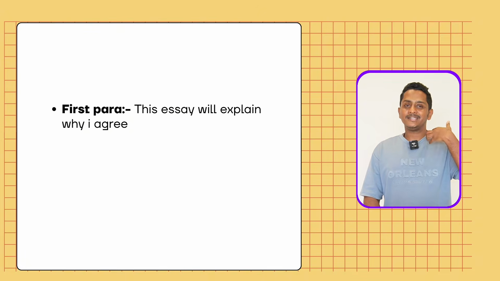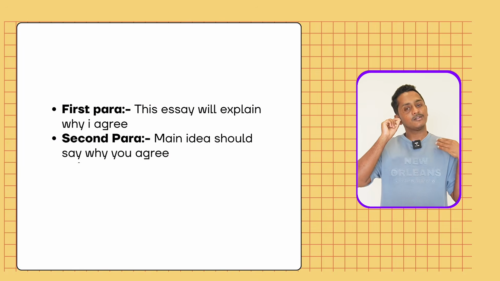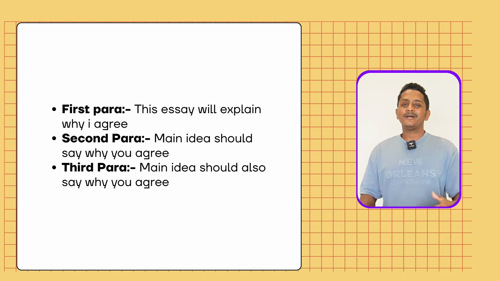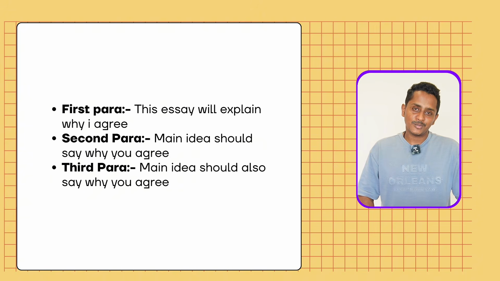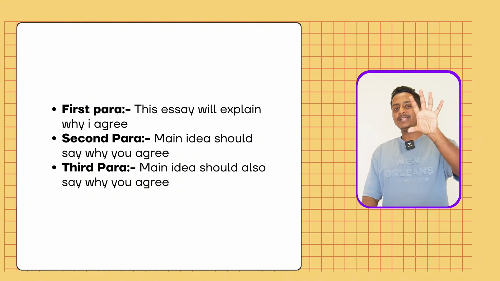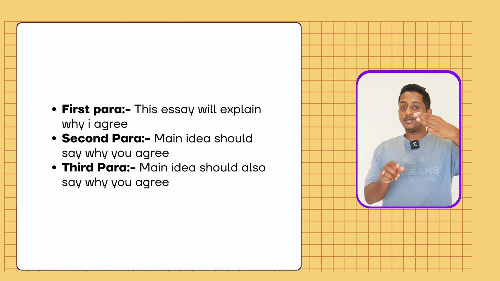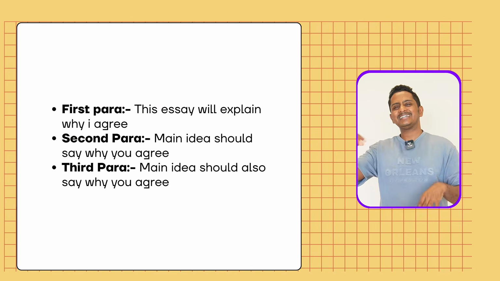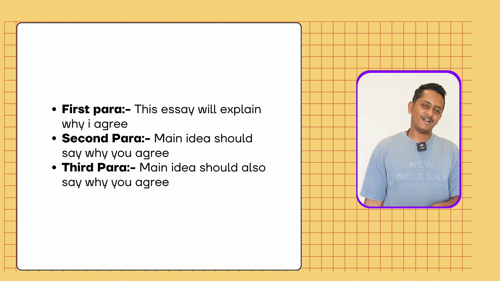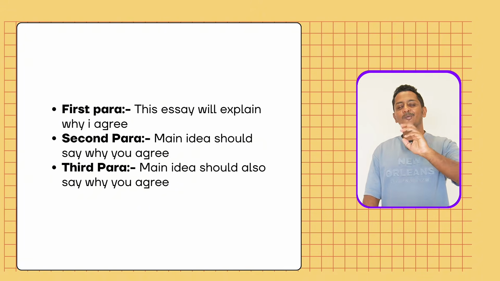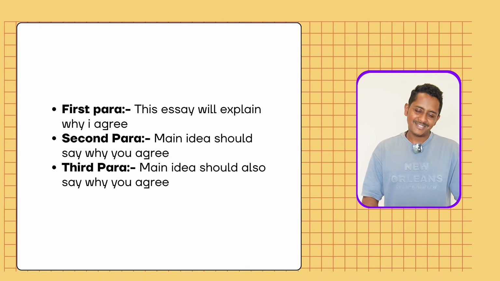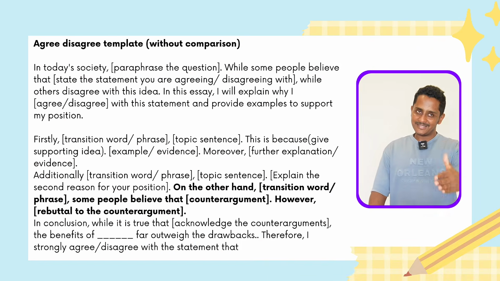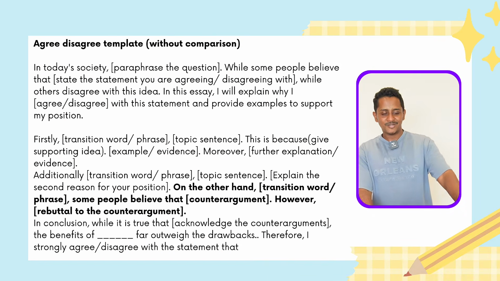In the first paragraph, you will say, this essay will explain why I agree. Second paragraph, the main idea should say why you agree. Third paragraph, the main idea should also say why you agree. But in the third paragraph, after your example, main idea, supporting idea, example, you prove why the people who disagree are fully wrong. That counter argument plus rebuttal is very, very important. I'll show you how to do that. Look at this template or the structure: in today's society.